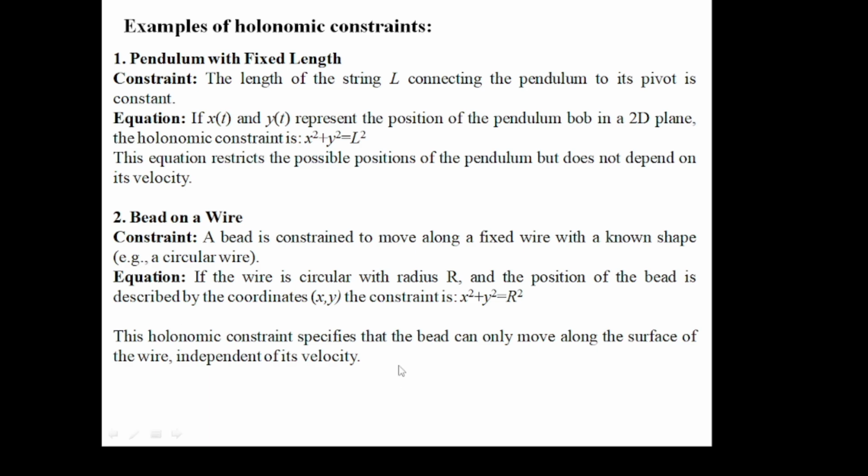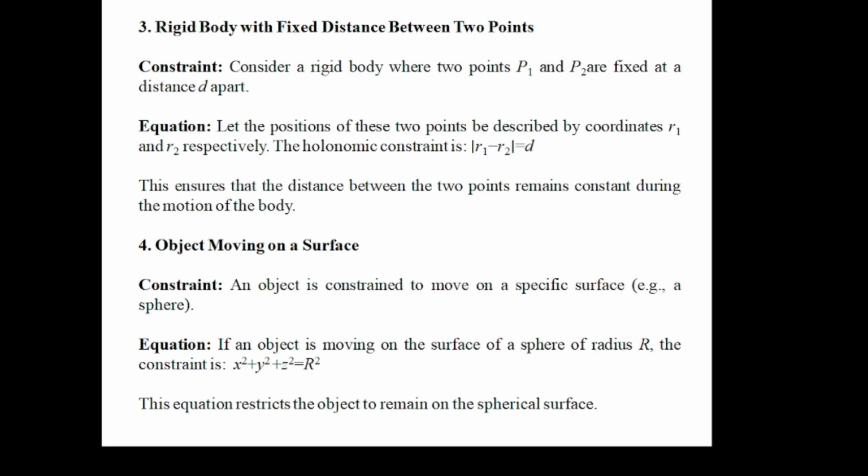So suppose a bead is moving in a fixed wire or a circular wire, then x square plus y square is equal to r square, and it is independent of velocity. Third one is the rigid body with fixed distance between 2 points.